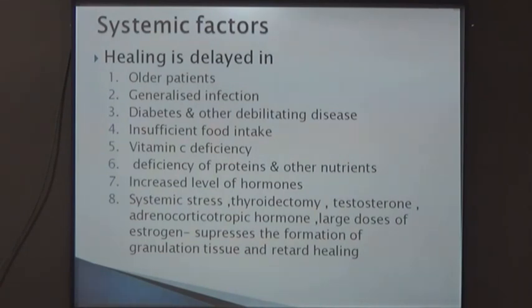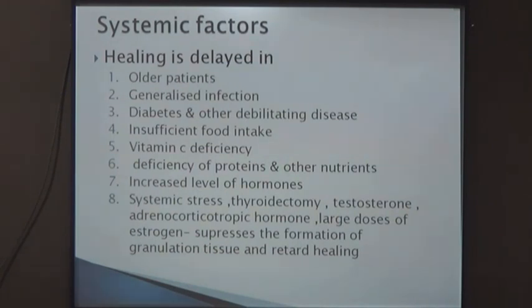Systemic factors. So till now we read about local factors, now systemic. Healing is delayed in aging, that you know, isn't it? And generalized infection, diabetes, insufficient food intake, vitamin C deficiency, deficiency of protein and other nutrients, increased level of hormones, systemic stress, all other things. So with aging, already you know the healing will be impaired.